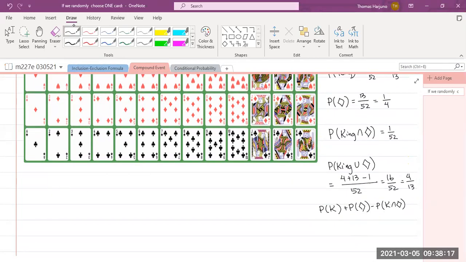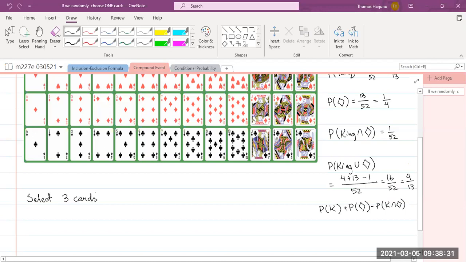Instead of selecting one card, let's say we select 3 cards, 3 cards without replacement.